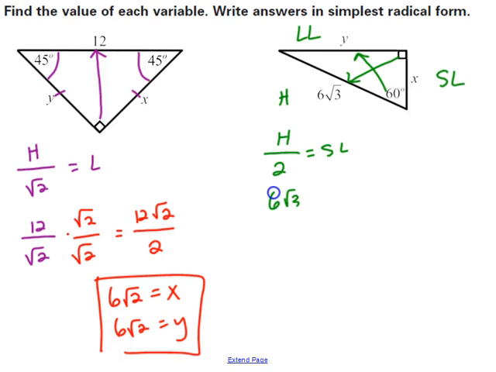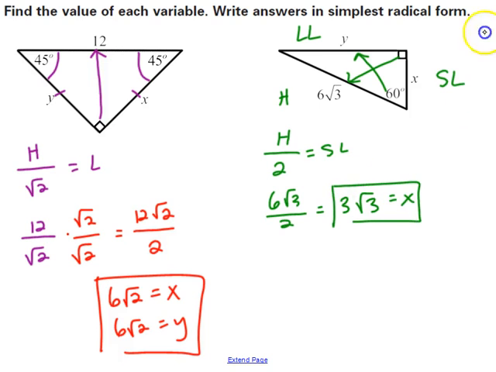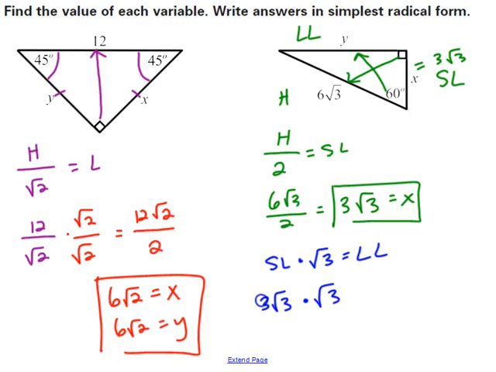So 6 root 3 divided by 2. Now here, we just need to simplify this. 6 divided by 2 is going to give us 3 square root of 3. So this is our short leg, which is our x. So here we have x is equal to 3 root 3. Now, once you take the short leg, you need to multiply it times the square root of 3 in order to get the long leg. So we're going to take the short leg, 3 root 3, and multiply it times the square root of 3 so that we can find the length of the long leg.